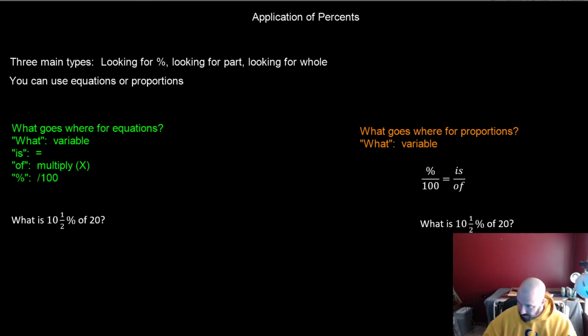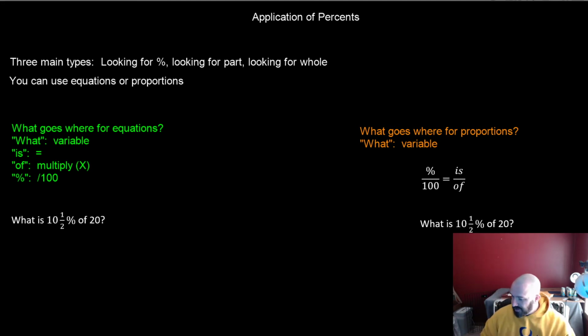So here we go. There are three main types of these sentences, and that's really all there is, because there's only three unknowns. You're either looking for a percent, you're looking for the part number, that's the "is" in the proportion, or you're looking for the whole, how many pieces in the whole. That sets up a fraction. The is over the of in the proportion sense is the part over the whole. That's the structure of a fraction. So I'm going to start with equations, and then transition over to proportions. Same exact three examples, just done in the two different ways.